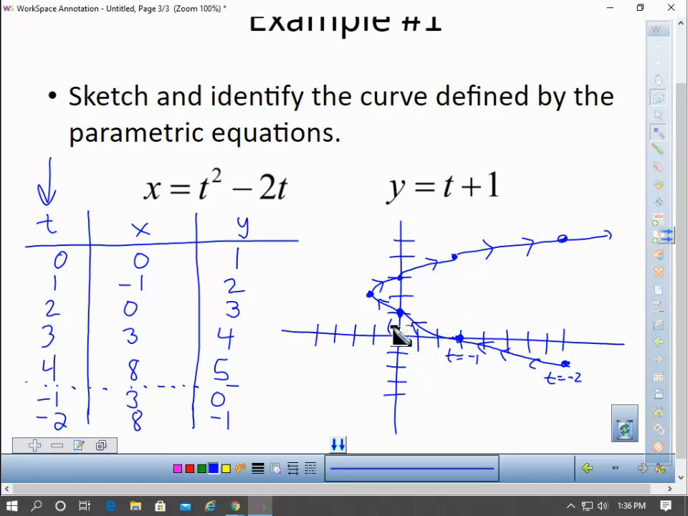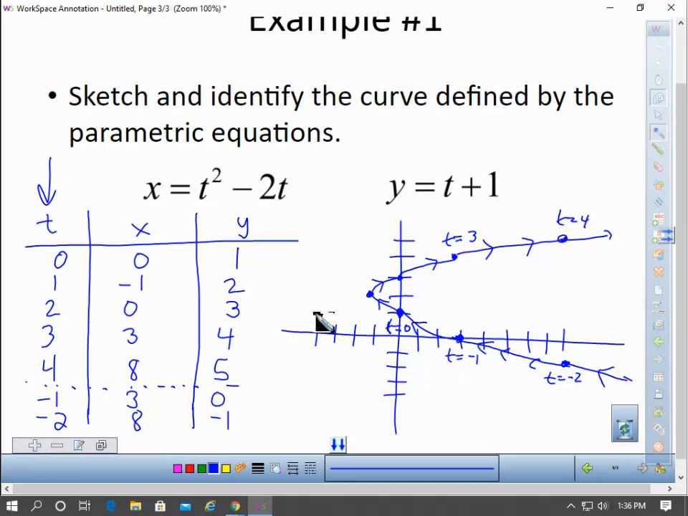So this is when t was 0. It just helps to label a few of them. Up here, this is when t was 4, and this was when t was 3. And so obviously, if you think this is going this way, it's traveling this way, going around. It looks like a sideways parabola. All right. So now, we've sketched it and identified the curve, looks like a sideways parabola.